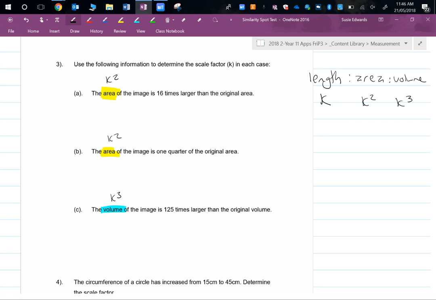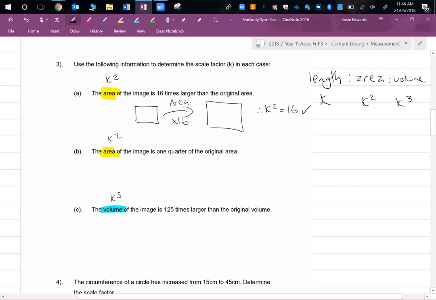Use the following information to determine the scale factor k in each case. So it's asking you to find out what k equals. So if I have an area of an image, let's just say a square, and when I make it bigger, it's times by 16. That's what that question is saying. So when I have an image, it's 16 times larger when I make it a similar shape and I make it bigger. But the area is 16 times larger. So what equals 16? Is it k? Does k equal 16? k squared equals 16.